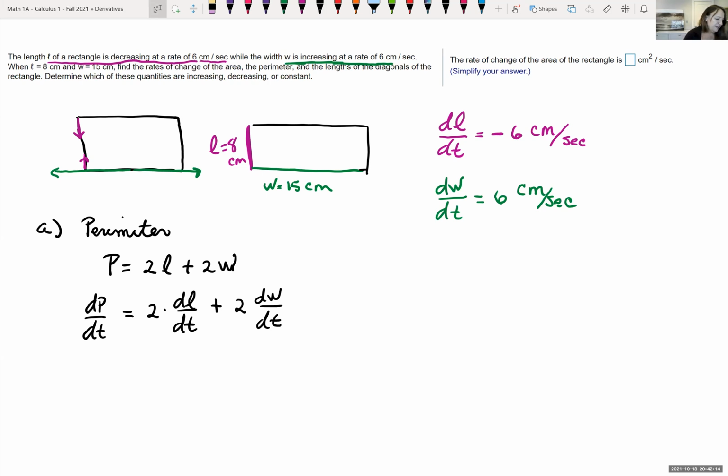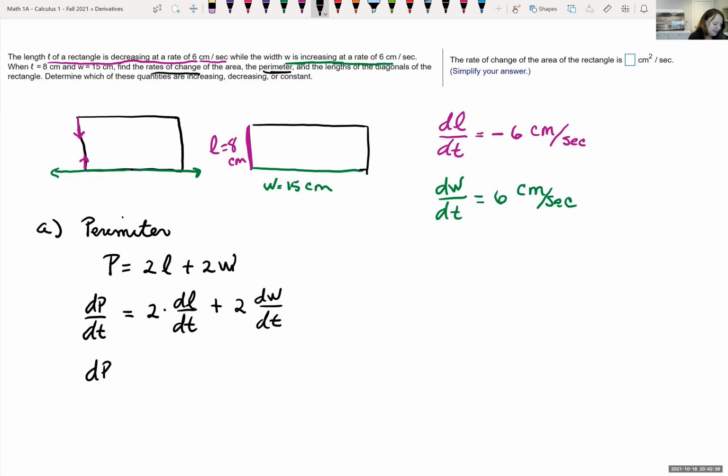And we want to find the rate of change of our perimeter. Well, it makes sense. If one is increasing at a certain rate, but the other one is decreasing at the same rate, then the rate of change of our perimeter is not going to change. It's going to be 0 here.